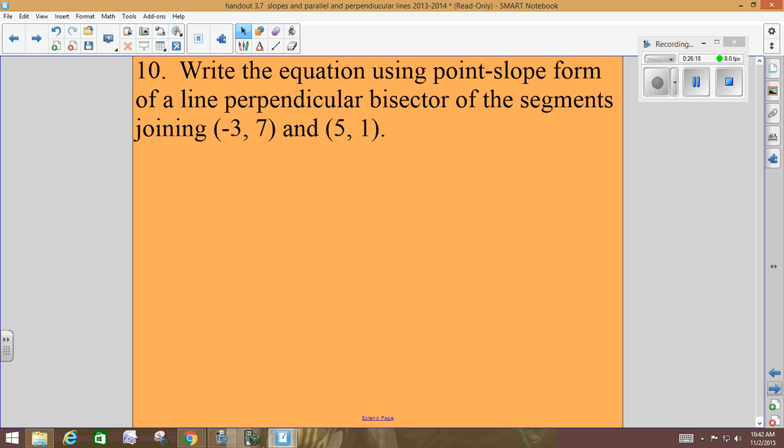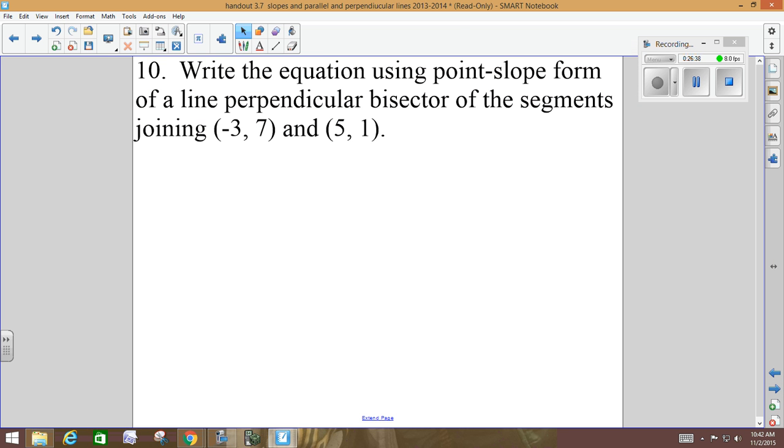Here we go. Number 10. Write the equation using point-slope form of a line of the perpendicular bisector of the segment joining (-3, 7) and (5, 1). Okay, segment stops, right? So here's this segment. These points aren't going to be exact, but I'm just going to throw them on here quick. There's my segment. I want to write the equation of a line that's the perpendicular bisector of the blue one. Two things there, perpendicular, bisector.